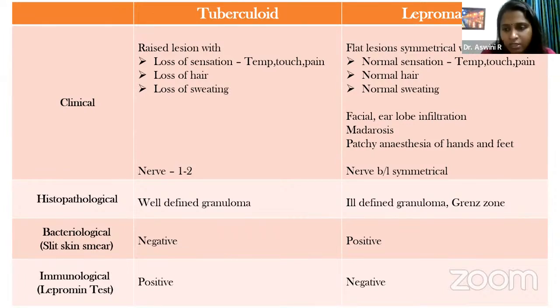Now we'll see the pictures of the lesions. See, this is a boy who has a very well-defined plaque or raised lesion. There is no hair on the lesion. It is completely anesthetic. There is no sweating on the lesion. So this is probably a case of TT, the extreme end of tuberculoid leprosy.